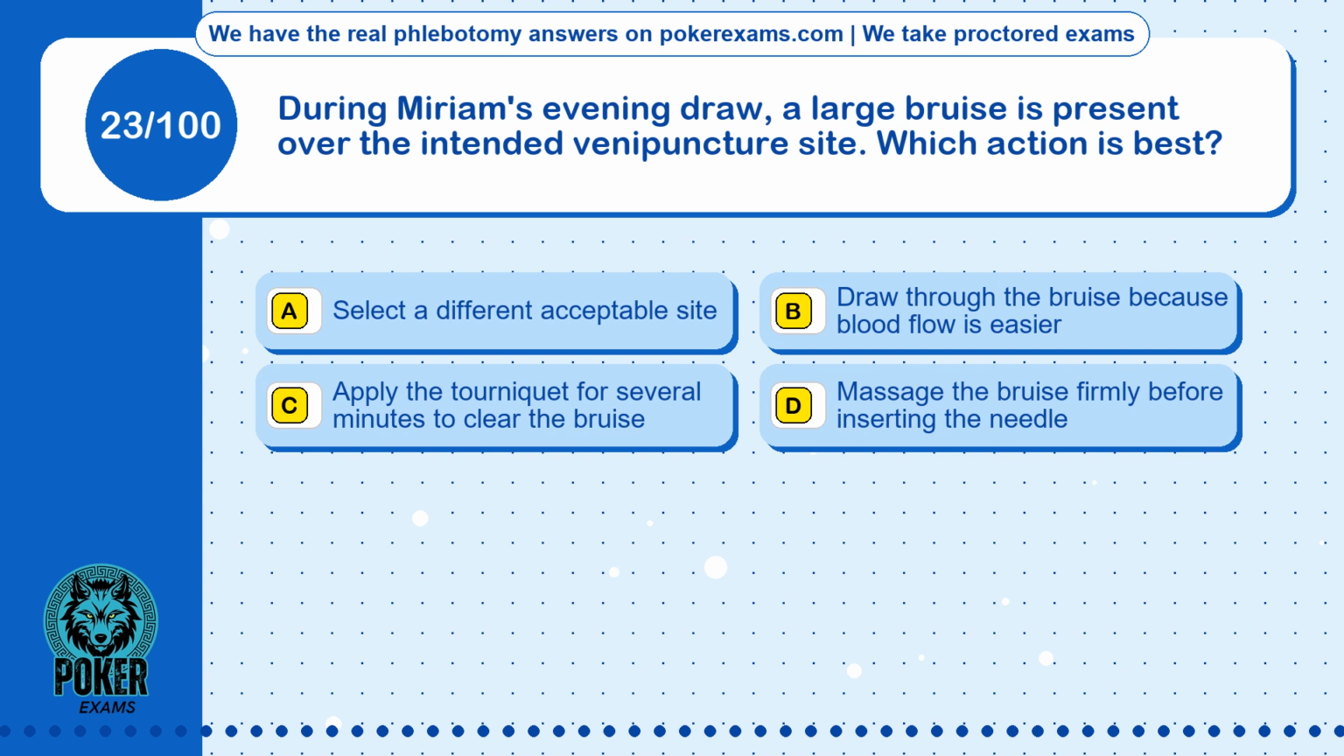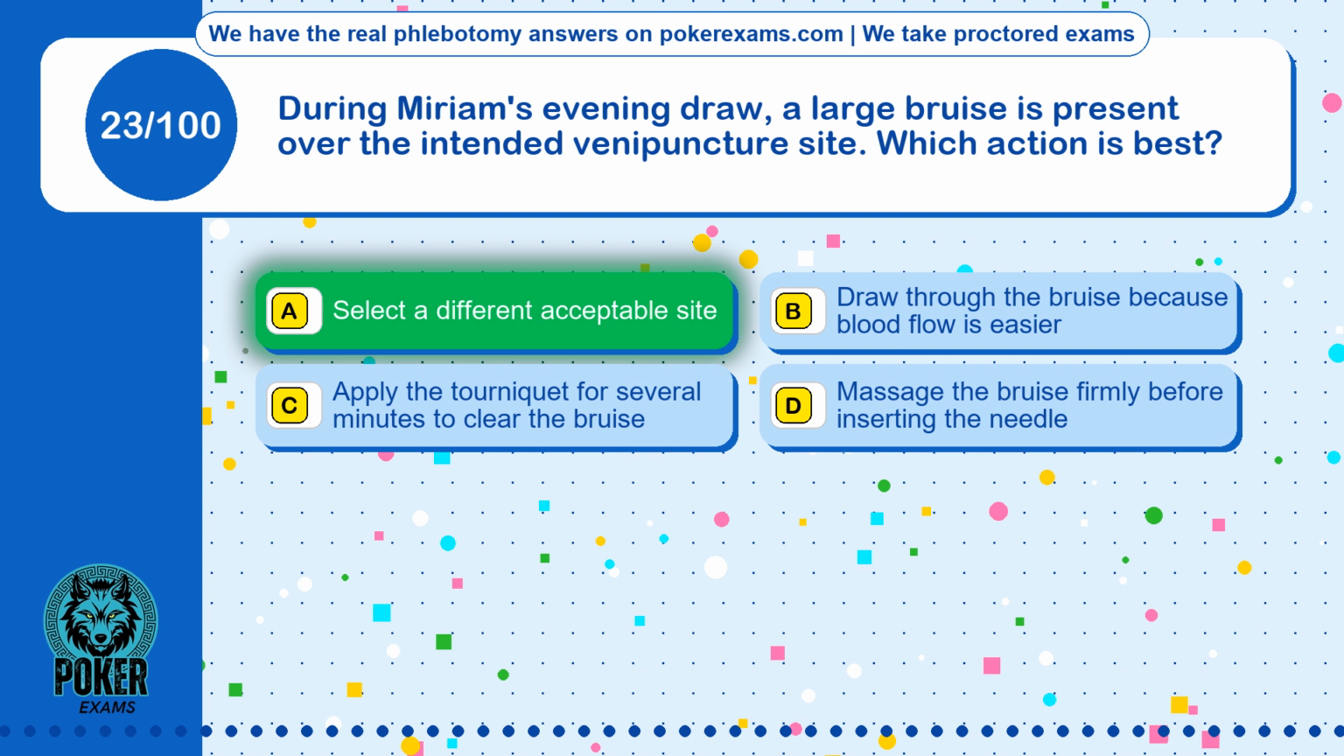Question 23. During Miriam's evening draw, a large bruise is present over the intended venipuncture site. Which action is best? Option A, select a different acceptable site. Option B, draw through the bruise because blood flow is easier. Option C, apply the tourniquet for several minutes to clear the bruise. Option D, massage the bruise firmly before inserting the needle.